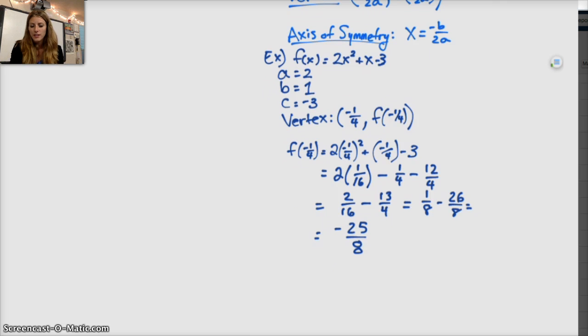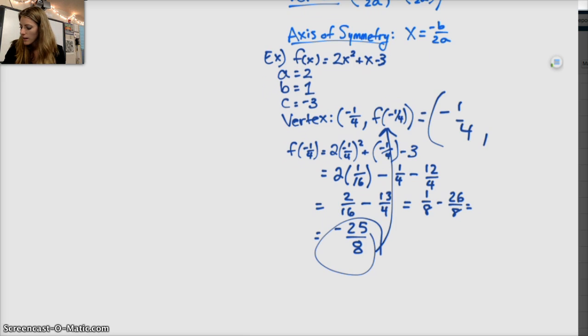So take a look at my work. I just simplified f of negative 1/4 to figure out what the y-coordinate is. So I found that the y-coordinate of the vertex is negative 25 over 8. So that means that my vertex is negative 1/4 and negative 25 over 8.